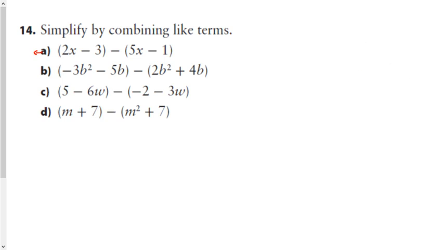For this one, the second one, I'm going to keep, flip, change. I'm just going to get lazy and do it that way. Gather like terms. My b squareds are going to be negative 5b squared. They're done. And negative 5b and negative 4b make negative 9b. Does that answer your question?